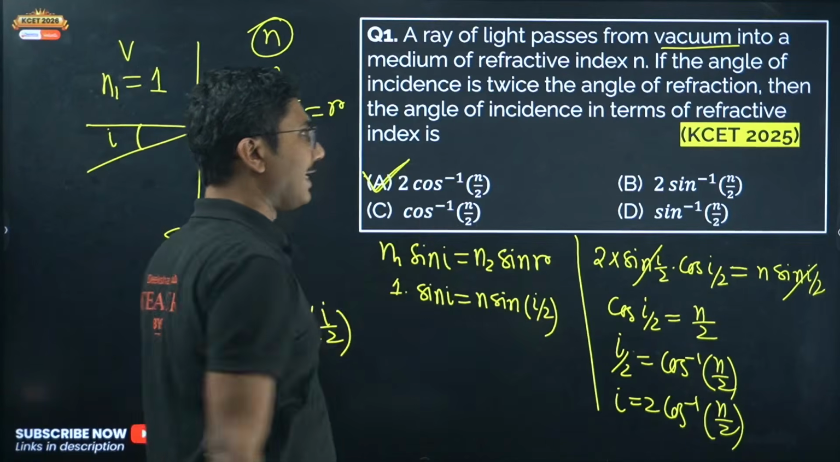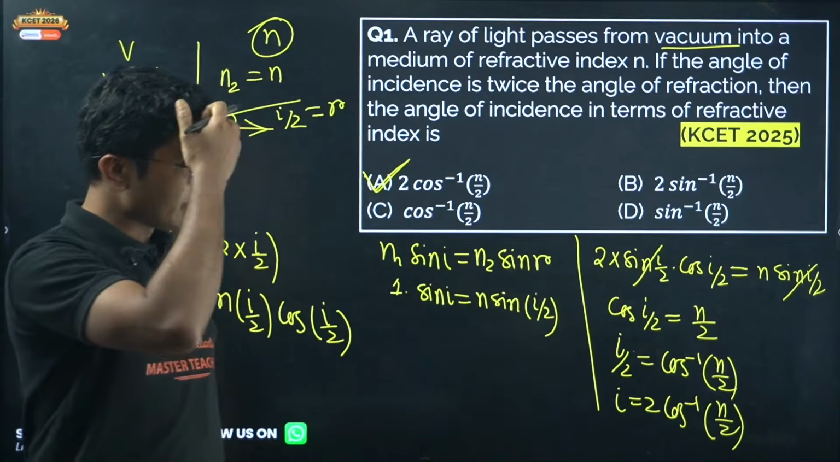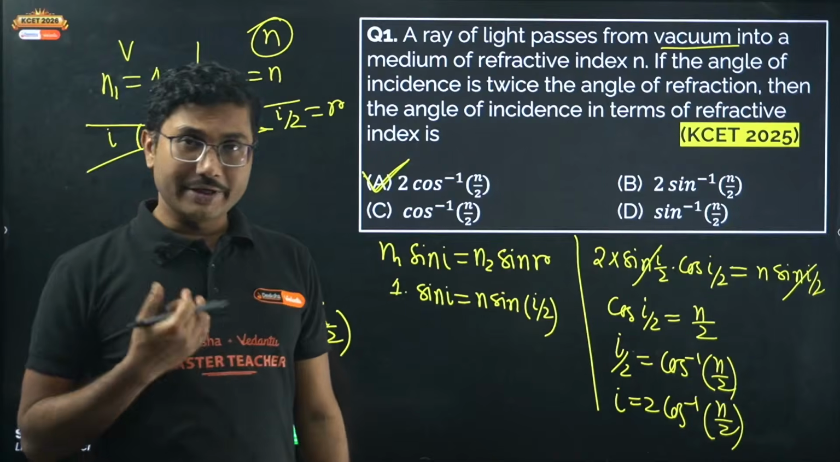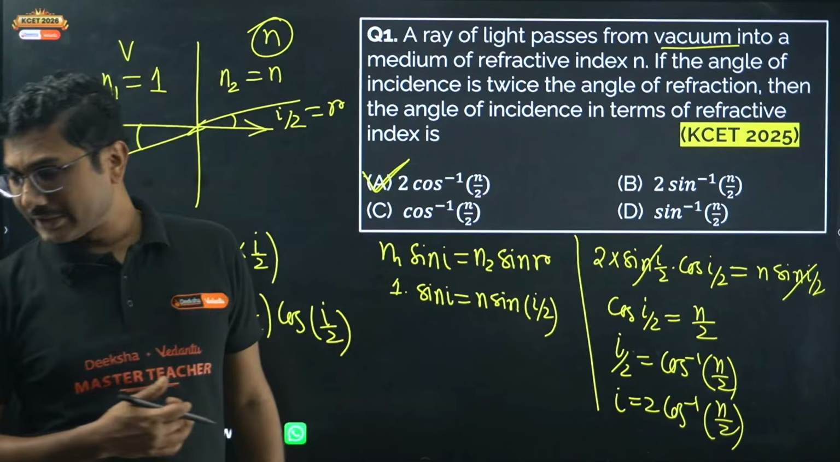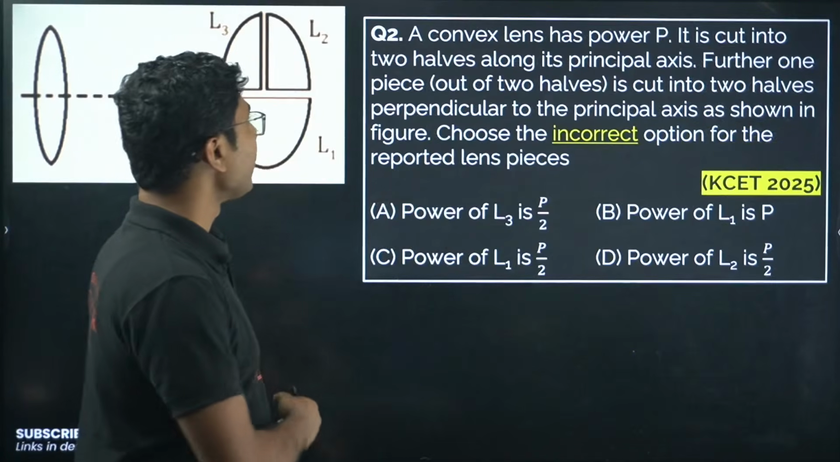So this is option A, and this question is from 2025. Those who think that KCET is very easy, it is not very easy, and it is not very difficult as well. With very simple mathematics and physics combined together, we can answer the questions. Now let's move on to the next question.